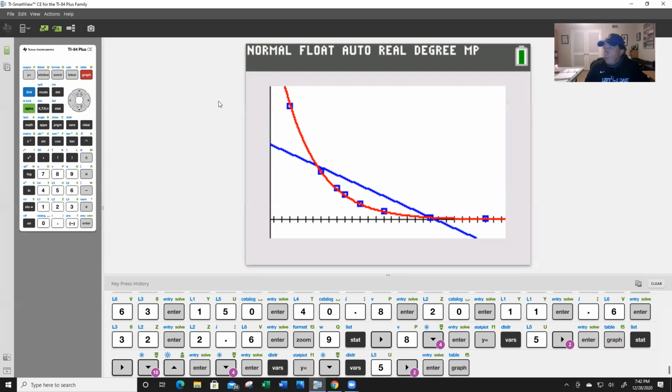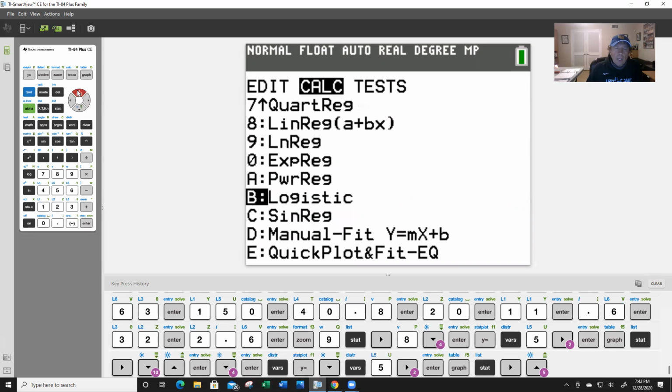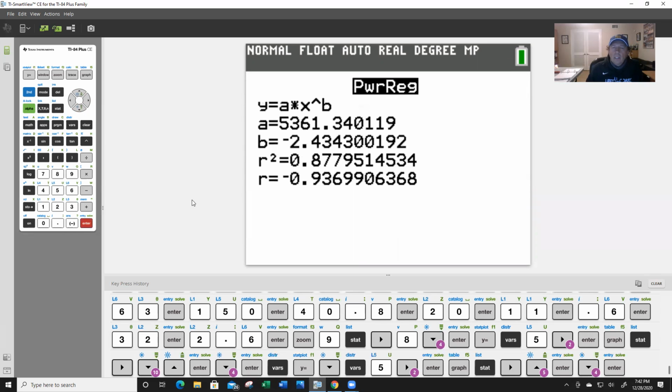I don't have to look much further, but I'm going to go ahead and do a power model, right? Stat calc, I'm going to go to power, which is somewhere right here. Power model, L1, L2, calculate. And that one, R squared is 0.8779. Go ahead and get that formula written down, or wait for me to bring back the equation. It doesn't matter either way.